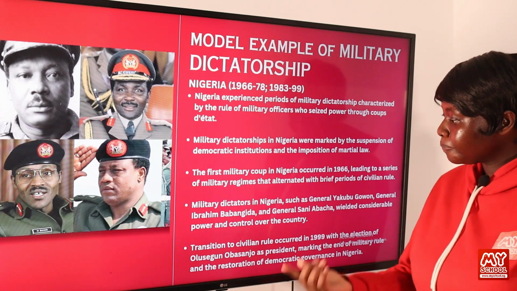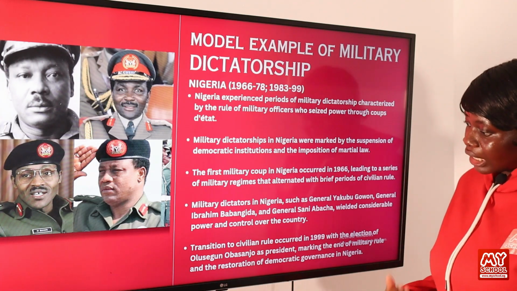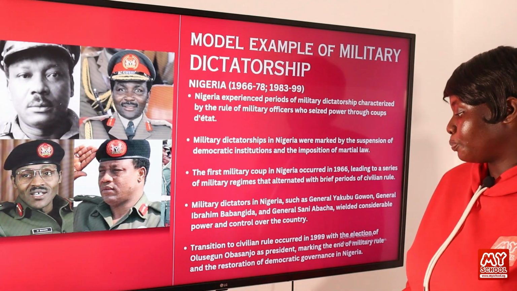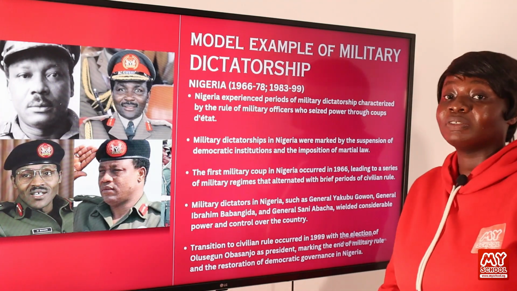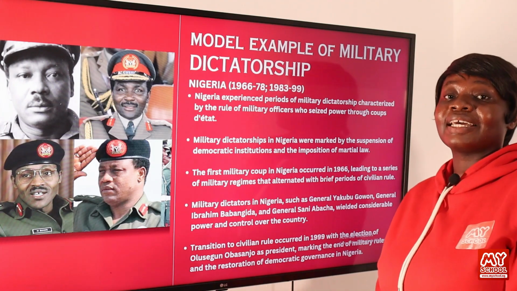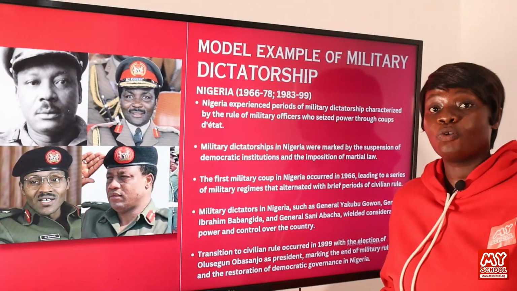Transition to civilian rule occurred in 1999 with the election of Olusegun Obasanjo as president, marking the end of military rule and the restoration of democratic governance in Nigeria. So since 1999, we've had democracy in Nigeria, and this system has continued to evolve over time.